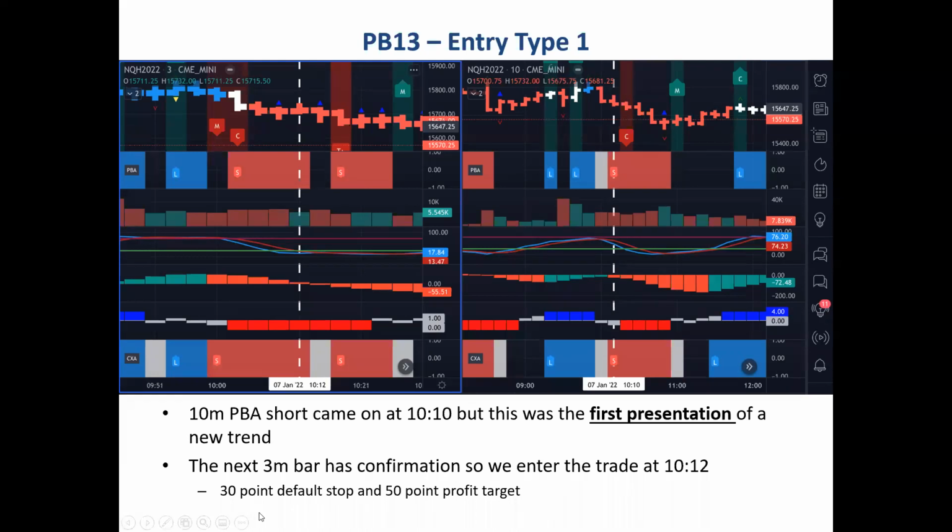So your default stop is going to be 30 points. We'll adjust to that. Your default on your DOM is defaulting to 50 points. If you had slippage on the entry, you might have to adjust that a few ticks, but there's generally no rush on that. You've generally got some time to make the adjustment of the 50-point profit target. But this, once again, to conclude, is first presentation of a 10-minute PBA, and then we wait one more 3-minute bar to confirm that entry.